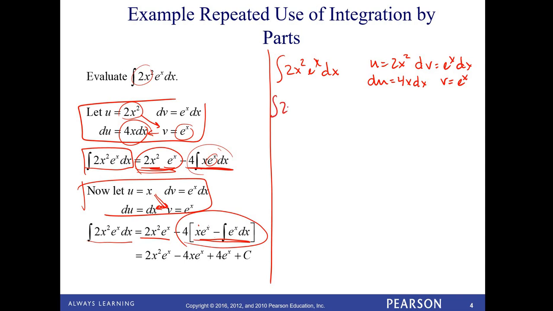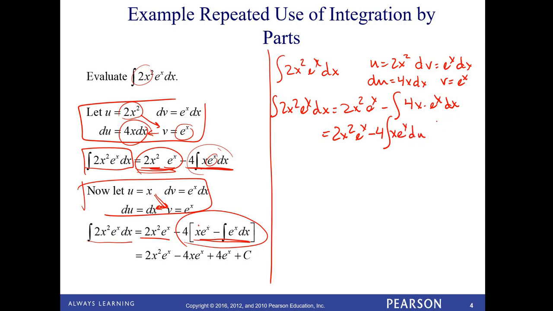So my integral of 2x squared e to the x dx becomes u times v minus the integral of v du. Okay, I'm going to clean this side up a little bit. 2x squared e to the x minus 4 integral of x e to the x dx.